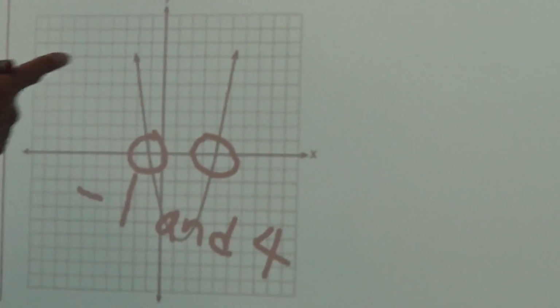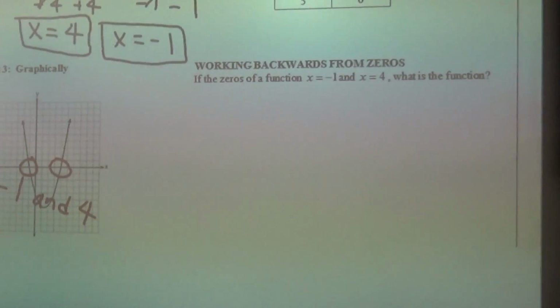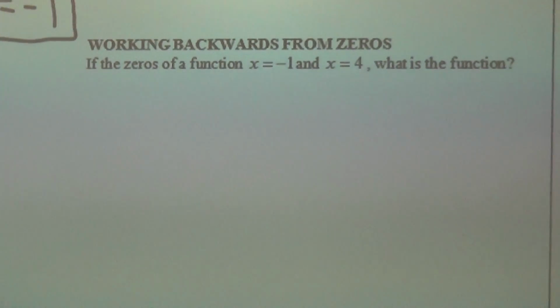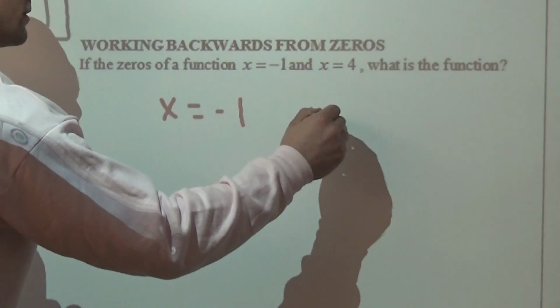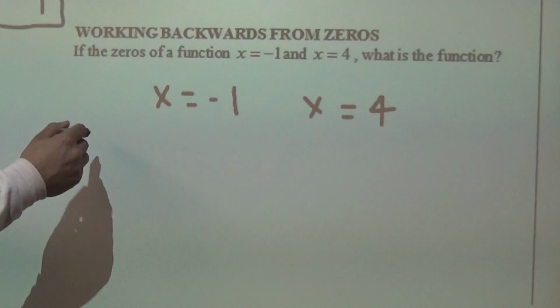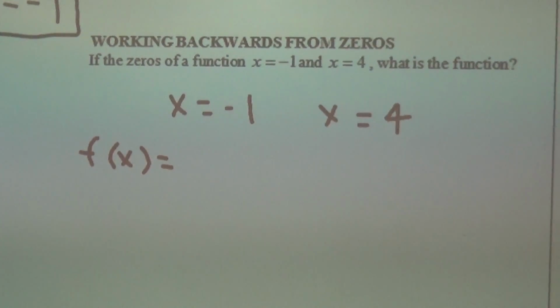Alright, now the last thing, this will be a little different. So here it says, if the zeros of a function are -1 and +4, what is the function? So the key here is we're working backwards. So what we have to remember is the factors are always going to be the opposite sign.